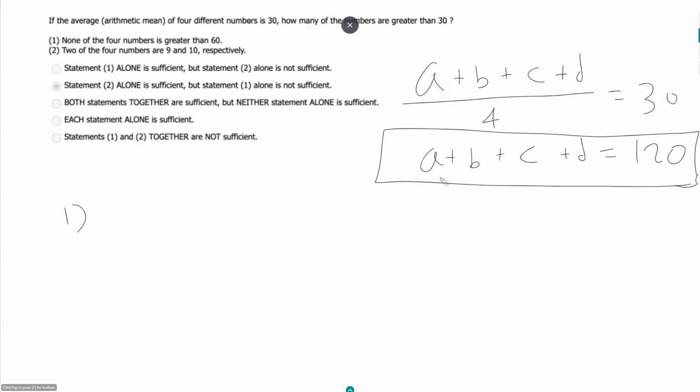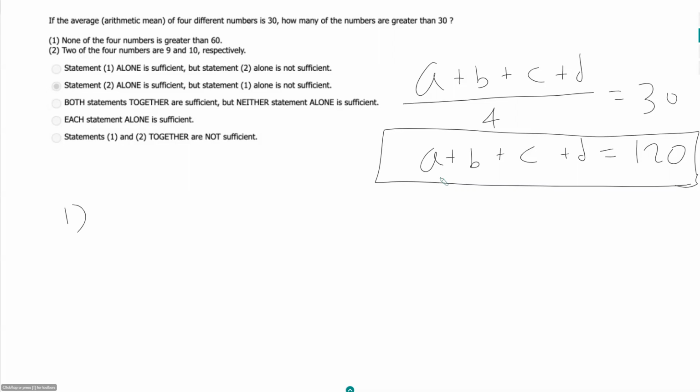None of the 4 numbers is greater than 60. So if I want to try and solve this by testing numbers or testing sets of numbers, how am I going to determine sufficiency? So I want to test one set of numbers, and that will give me some amount of numbers that are greater than 30. And so then in the second set that I choose, I want to try and actively come up with a different amount of numbers that are greater than 30.